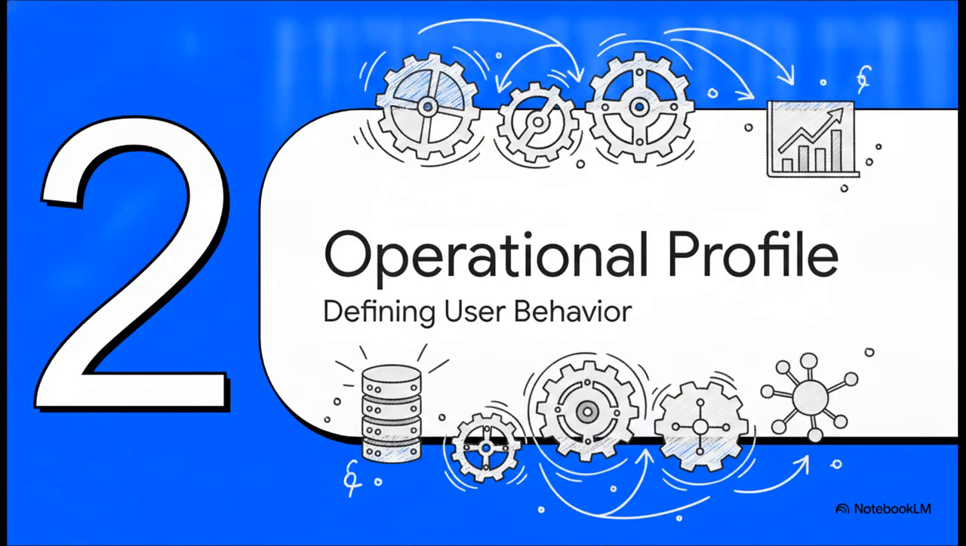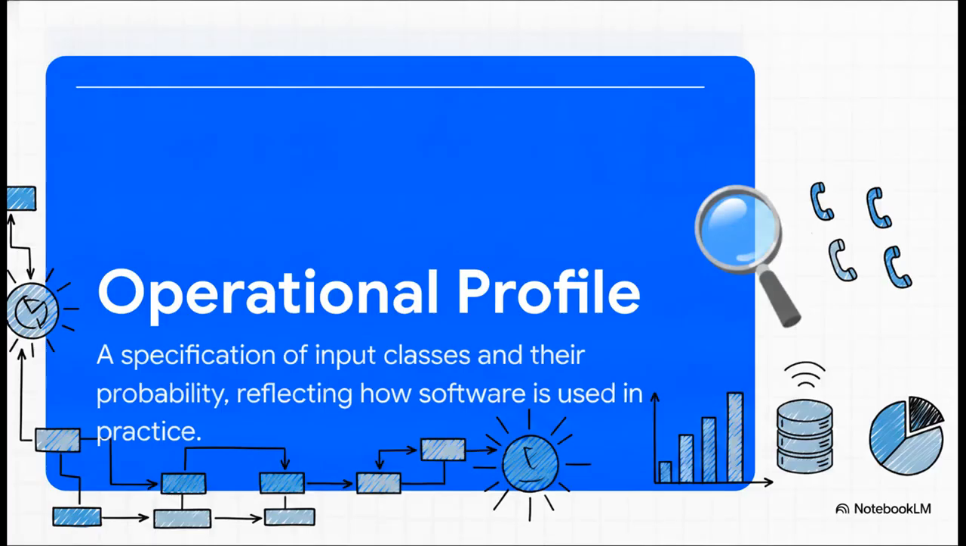Before we can even begin this statistical testing, though, we really need to understand the core mechanism that drives it. Before we run a single test, we need to define an operational profile. So what exactly is this? An operational profile is essentially a mathematical model of real-world user behavior. It identifies the exact classes of inputs and the precise probability that users will trigger them.